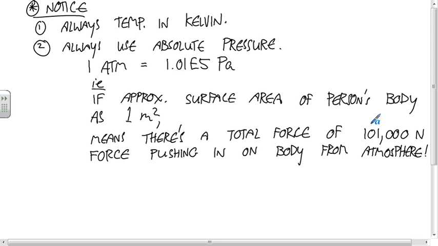So what was I talking about? The difference between absolute pressure and gauge pressure. Absolute pressure, there's pressure everywhere and a lot of it. Gauge pressure is just saying how different the pressure is from one atmosphere of pressure.